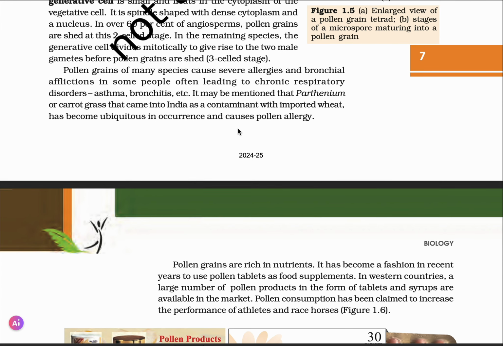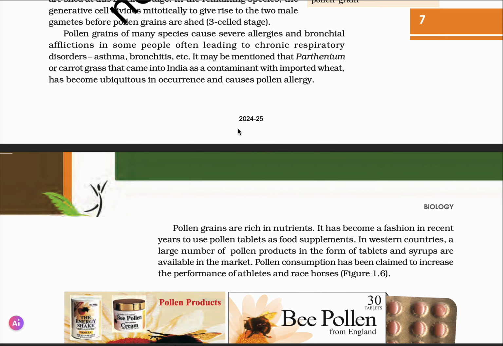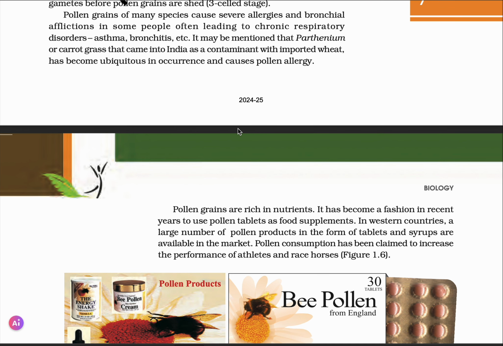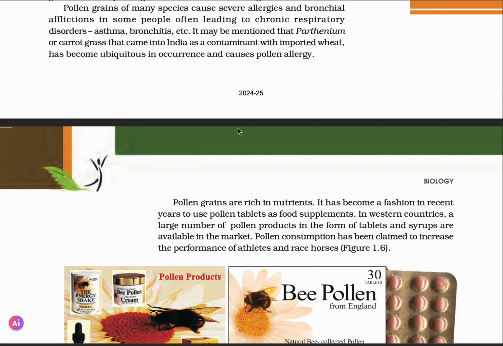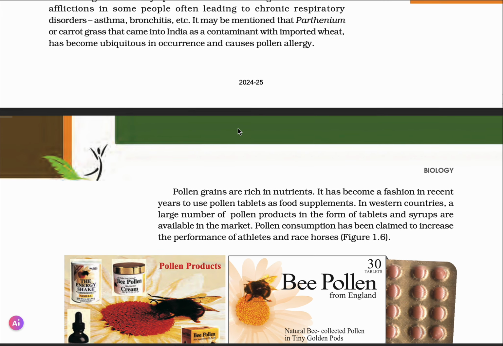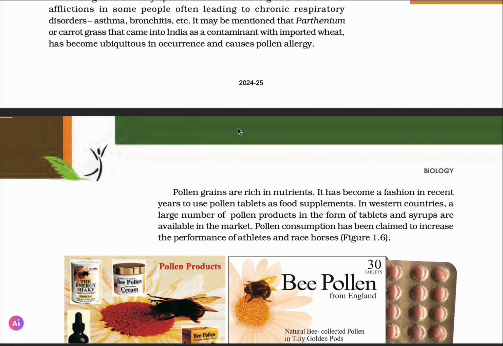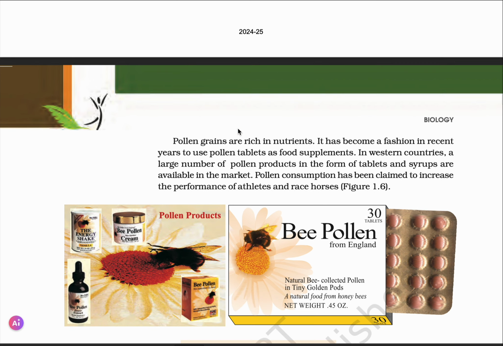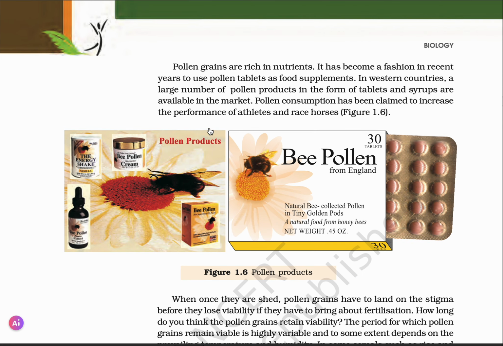Pollen grains of many species cause severe allergies and bronchial afflictions in some people, often leading to chronic respiratory disorders such as asthma, bronchitis, etc. It may be mentioned that Parthenium or carrot grass, which came to India as a contaminant with imported wheat, has become ubiquitous in occurrence and causes pollen allergy.